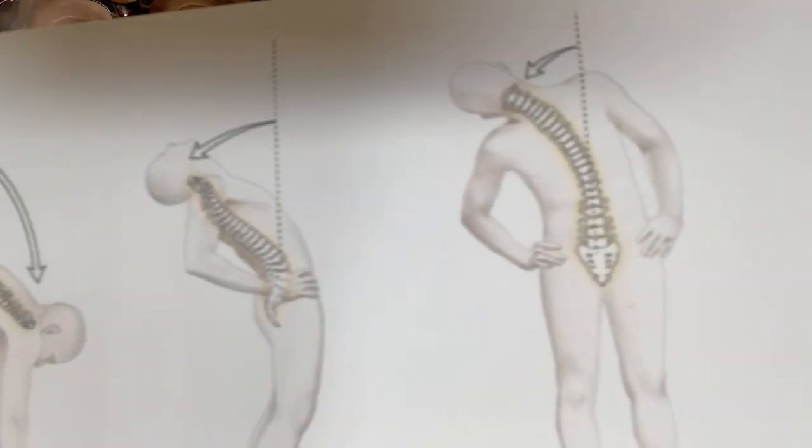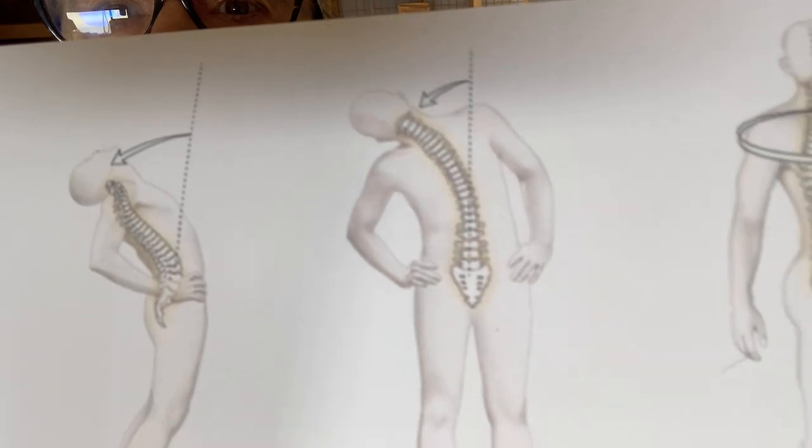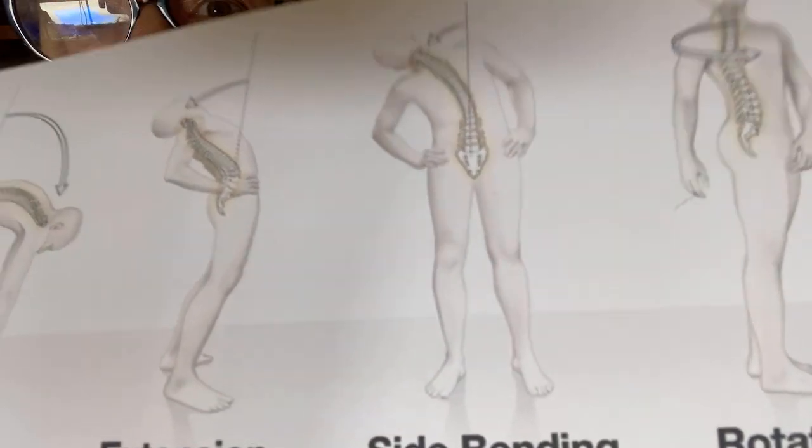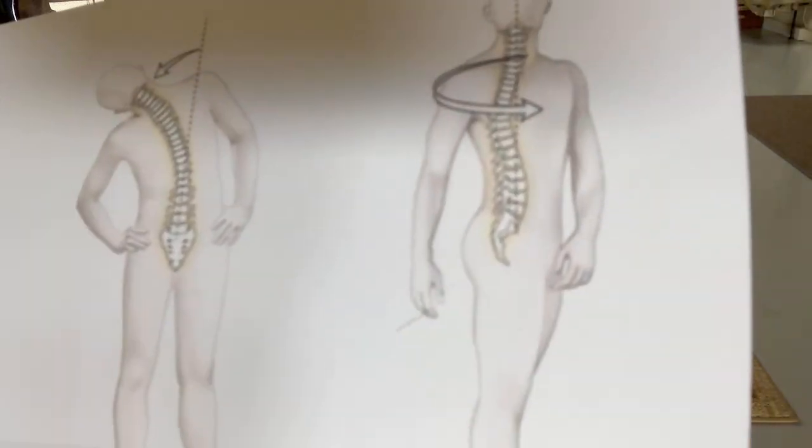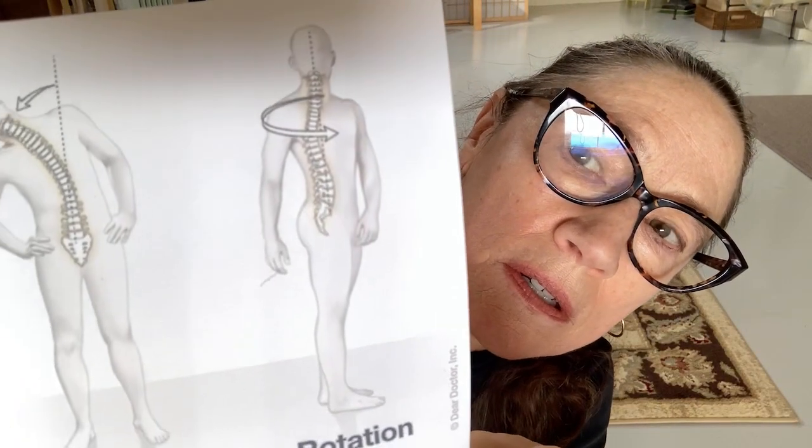And then the other movement that the spine can make is it can bend to the side, which is called side bending, or you can twist around your midline, which is called rotation.